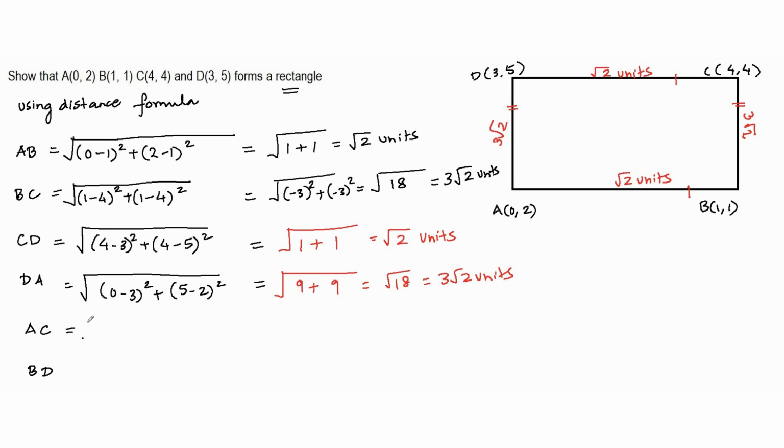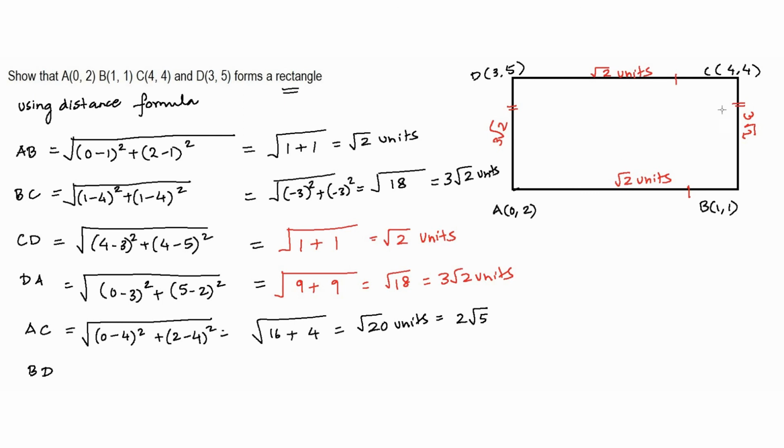And now if I want to find the length of AC, I know the coordinates of A and C. It would be 0 minus 4 the whole square plus 2 minus 4 the whole square. That is square root of negative 4 square is 16 and negative 2 square is 4. So this becomes root 20 units, and I know that root 20 can be written as 2 root 5. So one diagonal, the diagonal AC, is equal to 2 root 5 units.